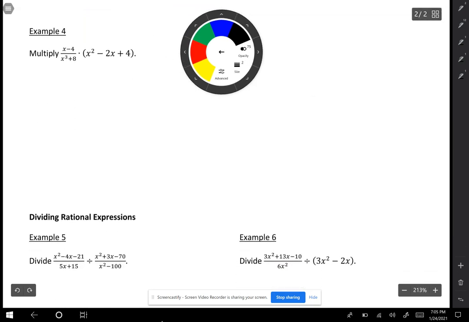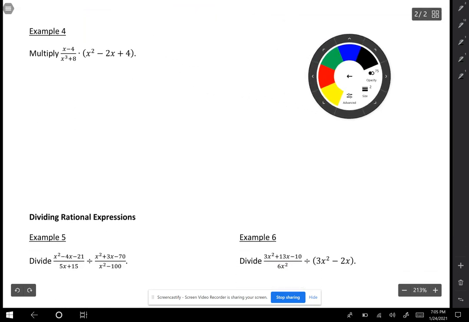All right, in example 4, we have x minus 4 over x cubed plus 8 times x squared minus 2x plus 4. Now, that second expression is over 1 when we multiply these together. I do want to factor everything first. So on top of that first expression, x minus 4 cannot be factored. But on the bottom, it's a cube. We can factor this. We'll have a binomial and a trinomial.